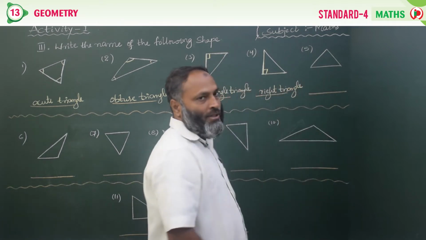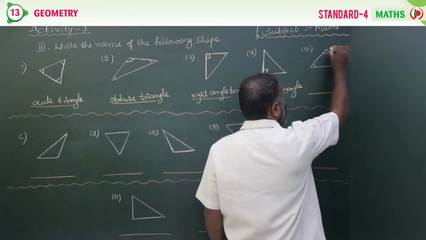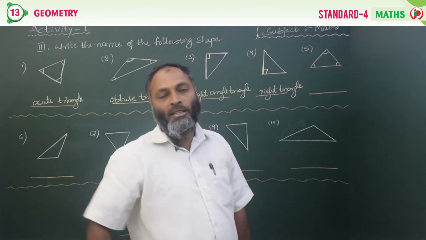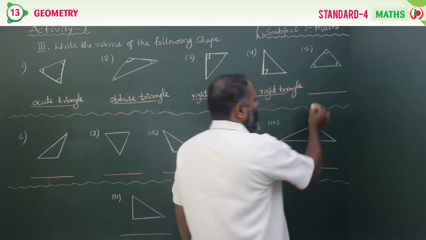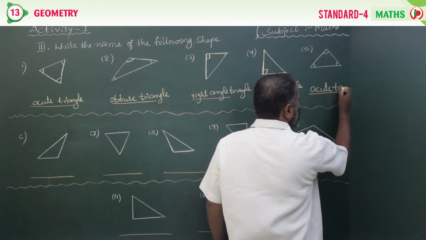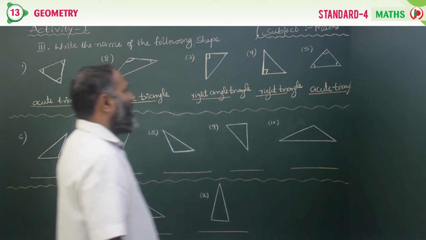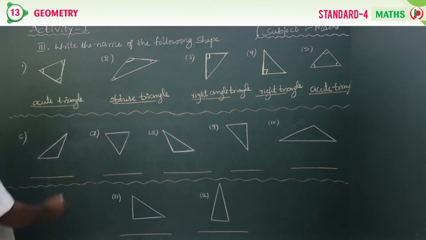In the fifth figure, all these angles are less than 90 degrees. If all the three angles are less than 90 degrees, then it is an acute triangle. Here, one of the angles is more than 90 degrees. If one of the angles is more than 90 degrees, then it is an obtuse triangle.